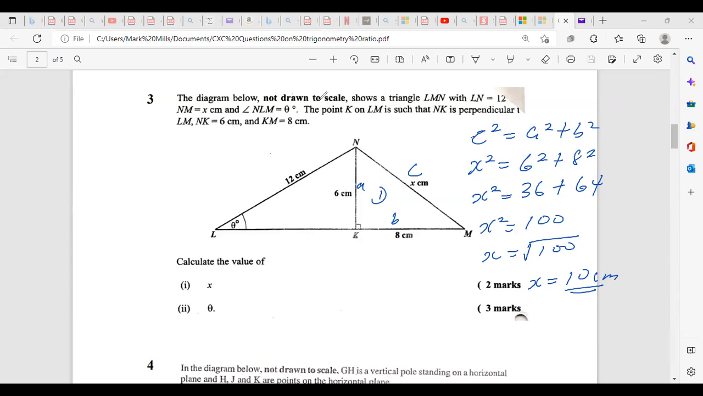We label the sides first. Thank you, Sister Jada. So what would I call this side where the 12 is? Hypotenuse, yes. What do I call this side here? Opposite. And this side here? Adjacent. Now, we want to find the angle.